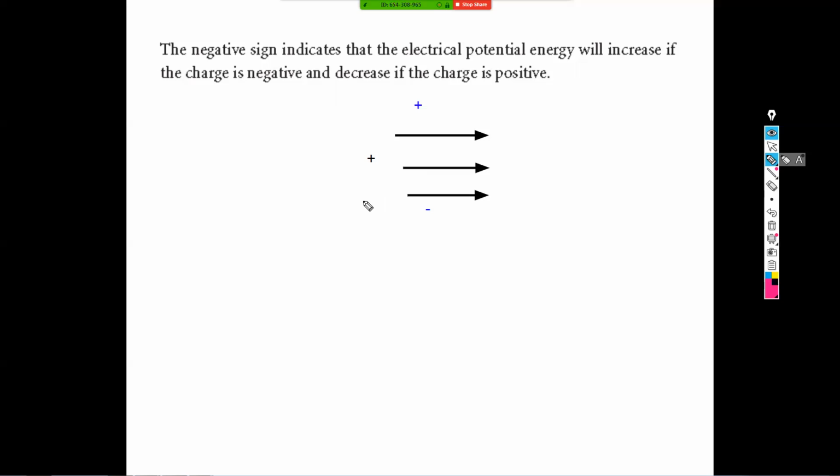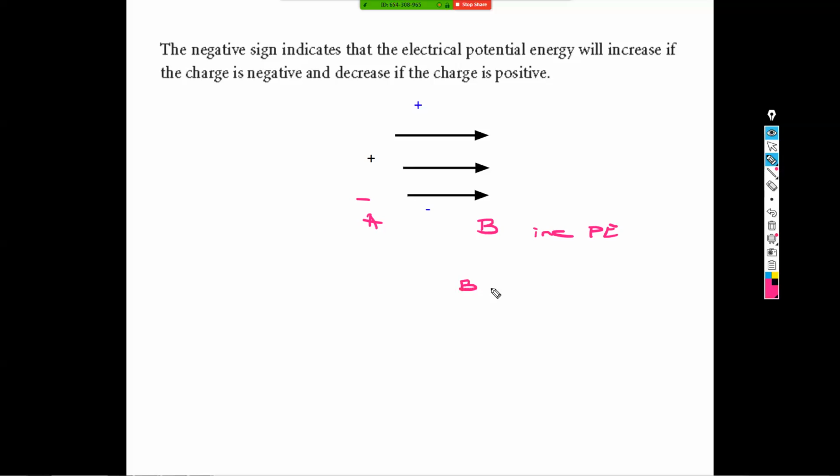Now, if this were a negative, it would be the opposite. If you put a negative charge in here and you went with the field lines, so if I went from A to B for this negative charge, that's not where this negative charge wants to go, because remember, these are drawn for positives. So in this case, you would actually be increasing the amount of potential energy if you went from A to B.